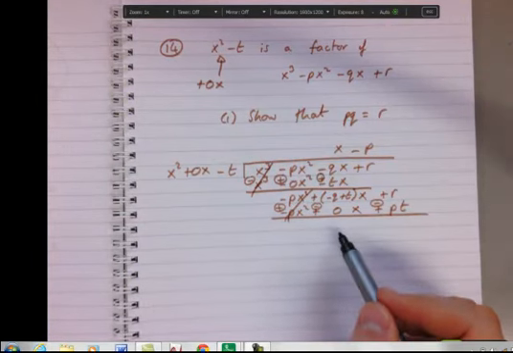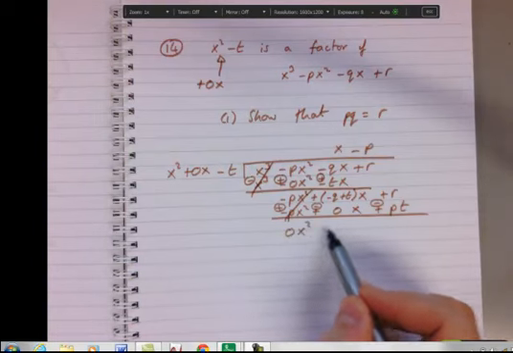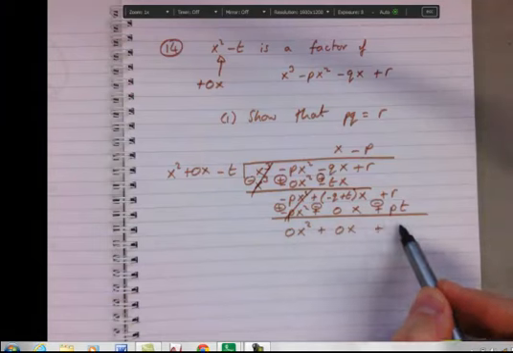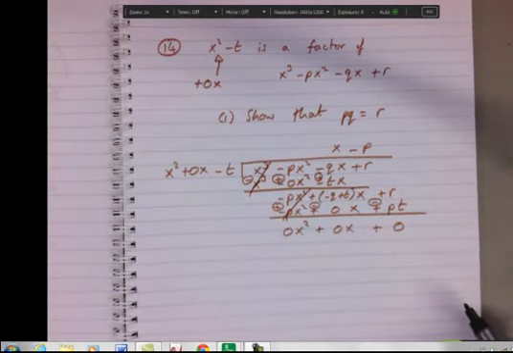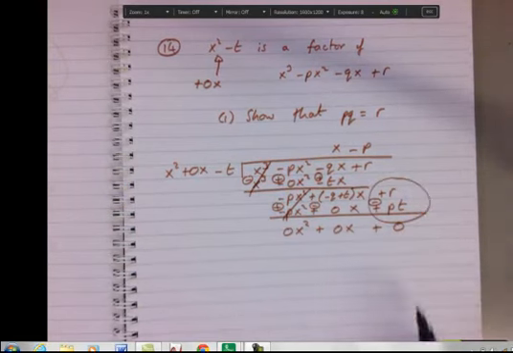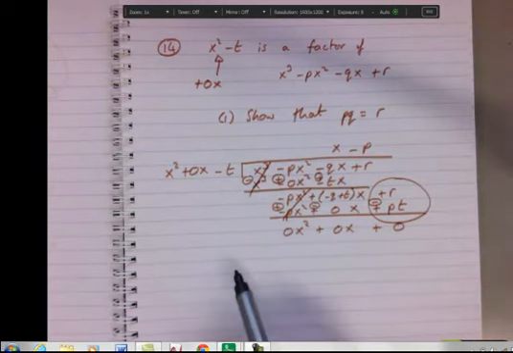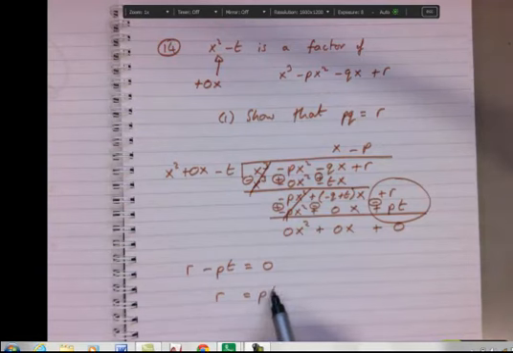So what I'm left with is, I suppose, what should happen. There's lots of letters involved, but what should happen is, really and truly, 0x squared plus 0x plus 0. That's what I should end up with, because I am told it is a factor, so I know the remainder will be 0. What you have to see from here, I'm just going to take this little piece out here. That really means that r minus pt, if I knew what r, p and t were, that would equal 0, which means r is equal to pt.